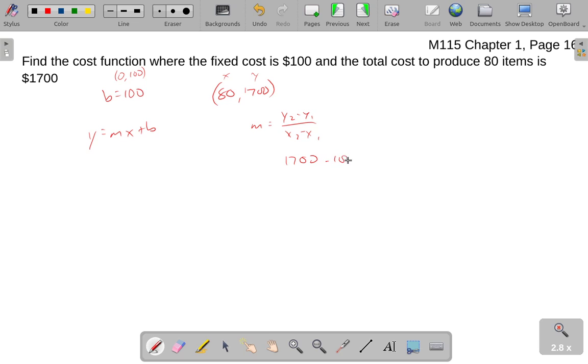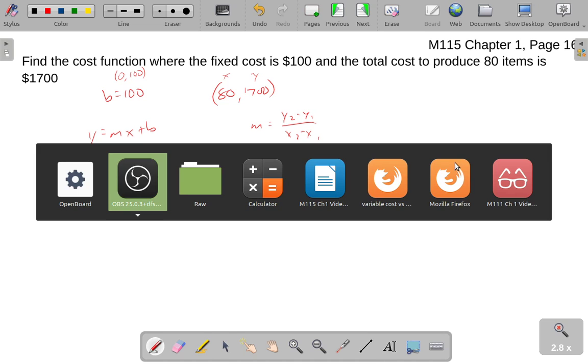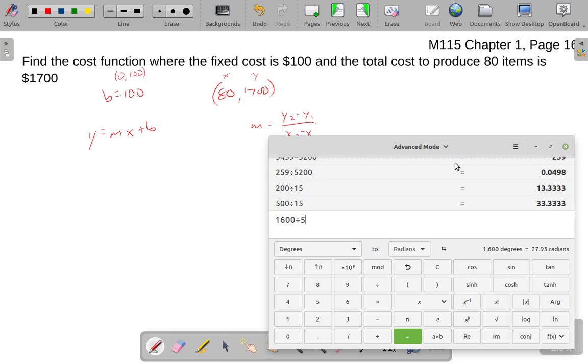So we get 1700 minus 100 over 80 minus 0. This is 1600 over 80, which gives us, what is that, 20?